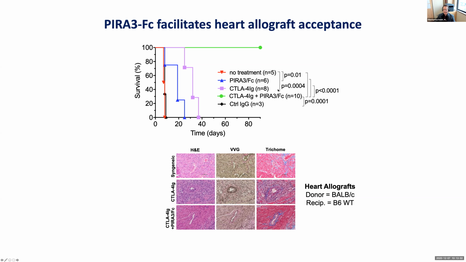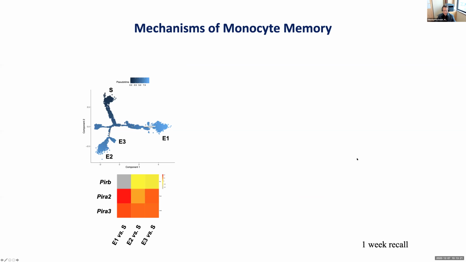And when you combine those two treatments, we were able to get long-term cardiac allograft survival. And again, the histology shows a reduction in fibrosis and infiltration in these allografts, indicating a good survival and function. Now, to further investigate the mechanisms of monocyte memory, we performed single-cell RNA-seq.